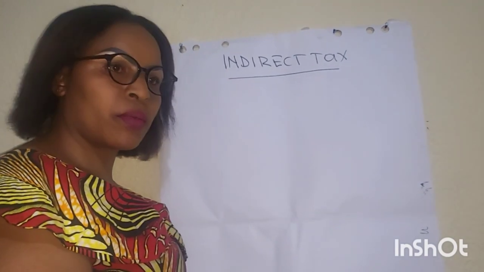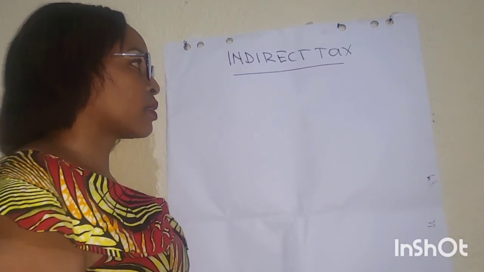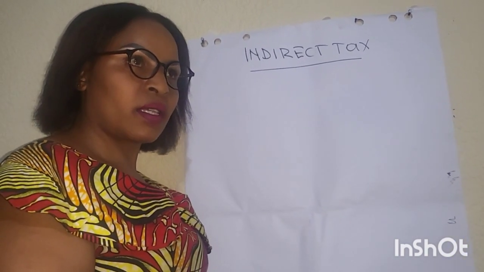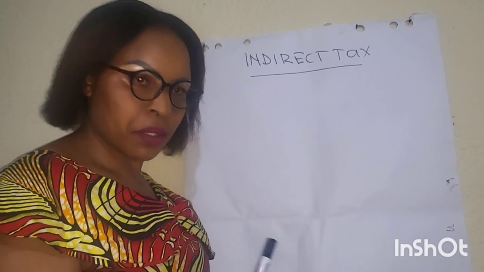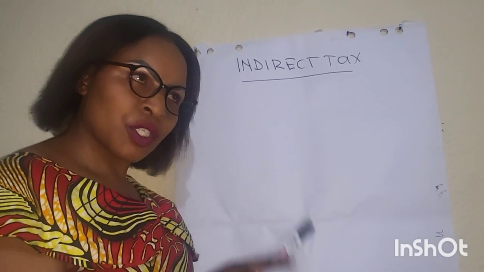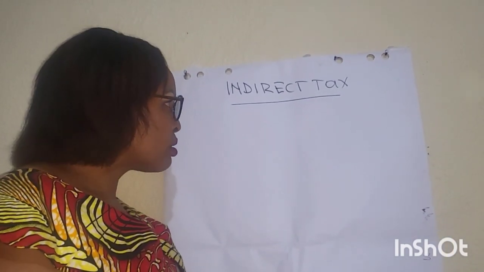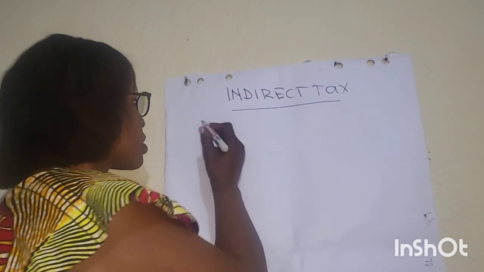Okay, welcome back again. Our topic today is indirect tax. Indirect tax is a tax imposed by one person and paid by another person. It is a tax shifted to another person. In indirect tax, we have a consumption tax.